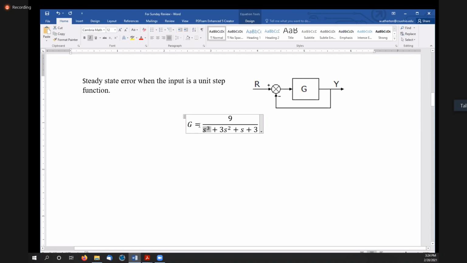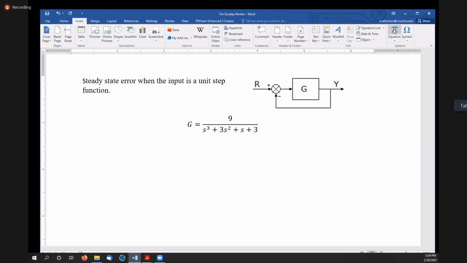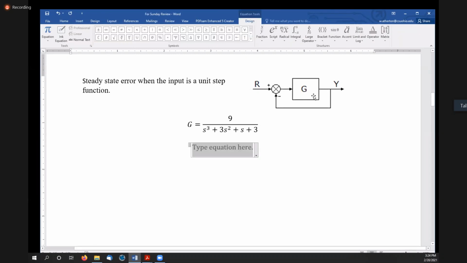Too much trouble. So the first step here is to get the closed loop transfer function. That's really what we need to do. Insert equation. We need the transfer function, so I'll call this y over r.